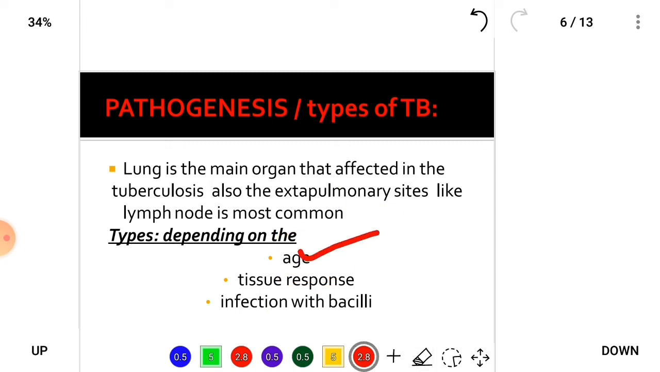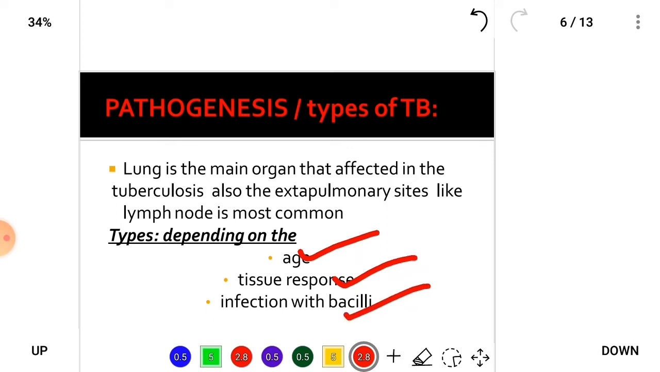Whenever the person is healthy, this infection remains latent, but whenever the immunity goes down, there is a chance of reinfection. The second one is the tissue response. Tissue response means how the body of a person reacts when the bacteria enter inside the body.